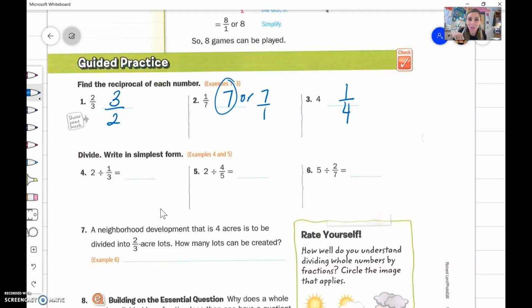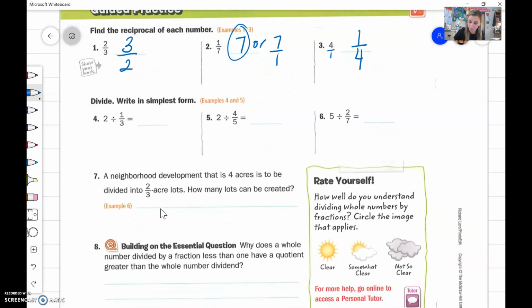I cannot tell you, 6th graders, that when it comes to the quiz and the test, there's going to be an answer choice of 4 over 1 for the reciprocal of 4. So remember, if you're not sure what that looks like as a fraction, put that 1 down first. All right, let's do some more division problems.